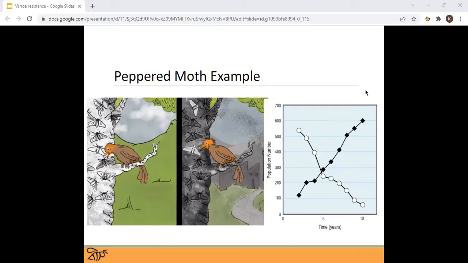You can see that there in the graph on the right-hand side. Early on, the light-colored moth was more common. And then as time went on, as conditions changed and dark colored moths started to have a competitive advantage in that environment, you can see selection change the direction of the average phenotype of all of the peppered moth populations.